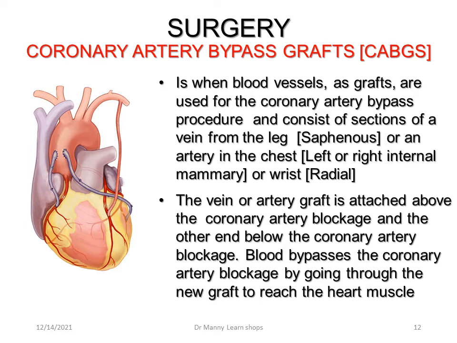And this is when blood vessels, as grafts, are used for coronary artery bypass procedures, and they consist of sections of a vein from the leg. These are saphenous veins, greater and lesser, or an artery in the chest, left or right internal mammary, or sometimes even the radial artery. The vein or artery graft is attached above the coronary artery blockage, obstruction, and the other end below the coronary artery blockage, obstruction. Blood bypasses the coronary artery blockage by going through a new graft to reach the heart muscle.